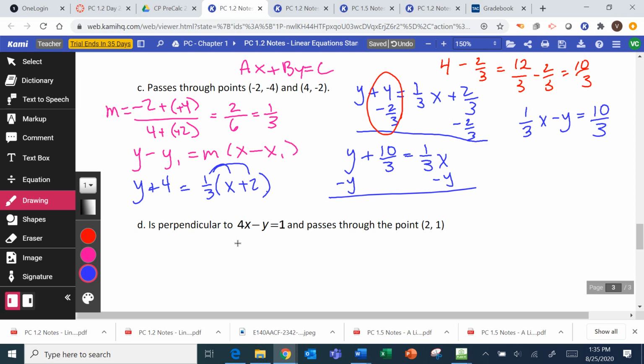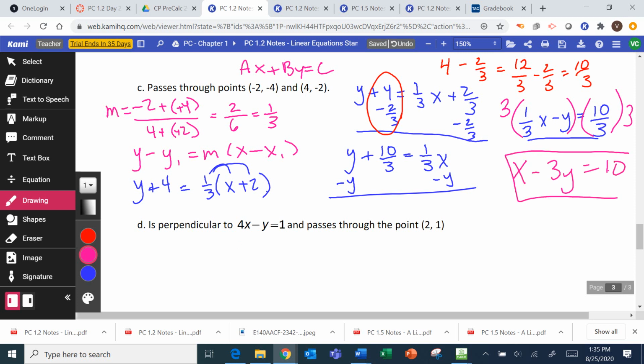Is it the one on the far right? Yeah, this one over here. Is that standard form? No. Why? We can't have fractions, right? That's one rule people forget about a lot. So since it's dividing by 3, we're going to multiply by 3 on both sides. And that will give us x minus 3y equals 10. Now we have it in standard form.